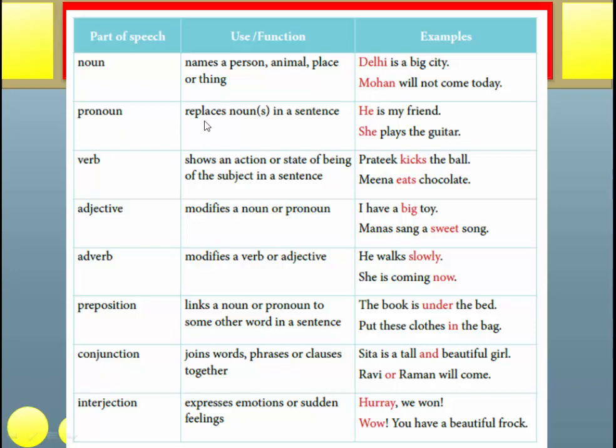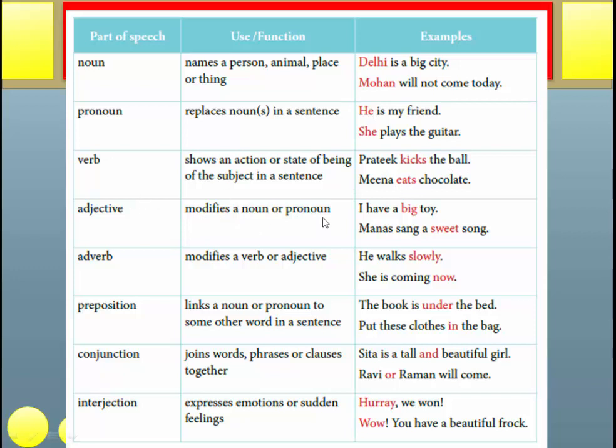Pronoun. A word that replaces a noun is called a pronoun. He is my friend. She plays the guitar. He and she are pronouns. Next is a verb. A verb shows some action or state of being. Pratik kicks the ball. Meena eats chocolate. So kicks and eats are verbs.